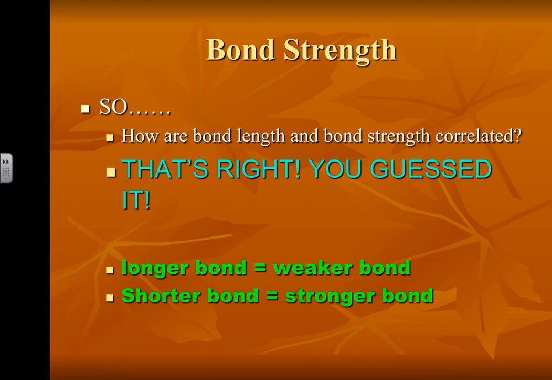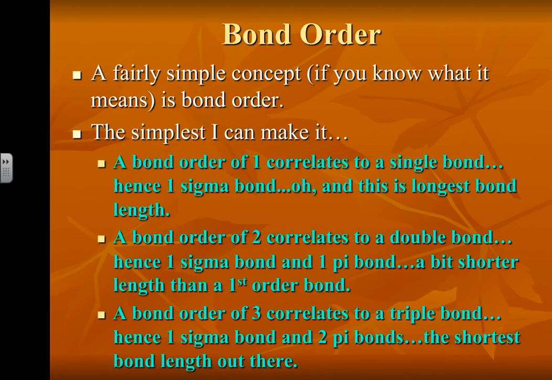Okay, so the last thing is talking about something called bond order. It is a fairly simple concept. You just have to know what bond order means. So in the blue, just read with me. A bond order of 1 correlates to a single bond. Single bond, 1. Hence, 1 sigma bond. Oh, and this is the longest length. So a bond order of 1 is a single bond, and it's always a sigma bond.